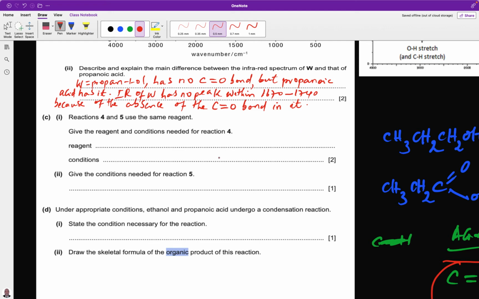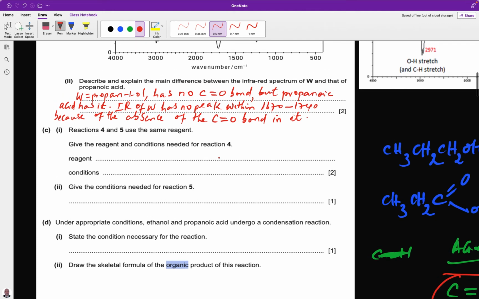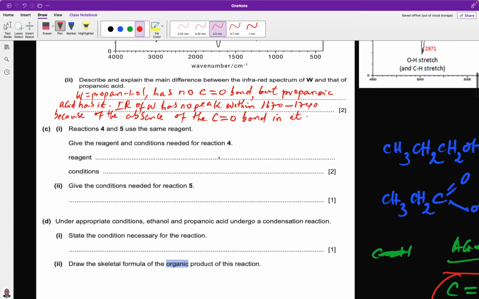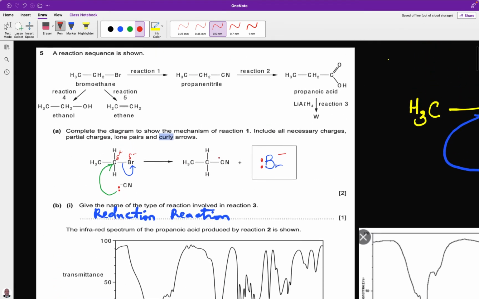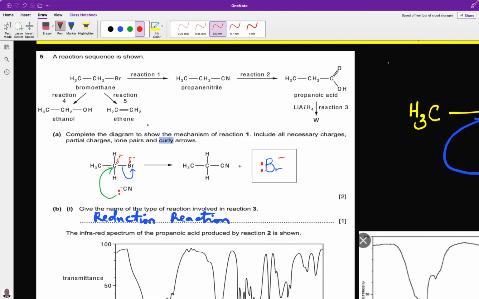Okay, let's go to the next question, which is C1. Reaction 4 and reaction 5 use the same reagent. Give the reagent and condition needed for reaction 4 and 5. Bromoethane undergoes reaction 4 to form ethanol, and bromoethane also undergoes reaction 5 to form ethene.